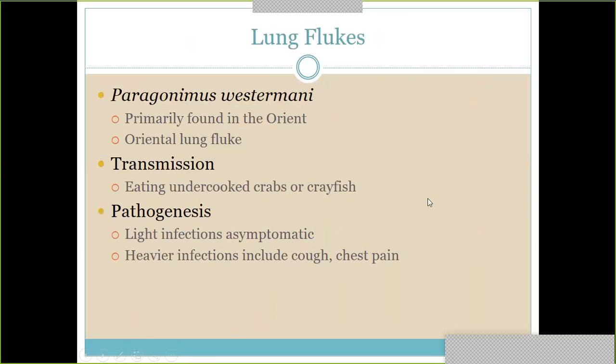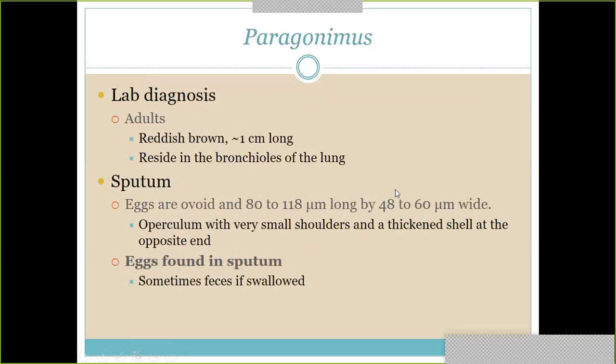All right, lung fluke is Paragonimus westermani. It's nicknamed the Oriental lung fluke. I would remember it's a lung fluke because if they are having respiratory symptoms and they have Paragonimus, you could actually find this in sputum. So it can be found in stool when it's passed, but it can also be found in sputum since it is a lung fluke. It comes from undercooked crabs or crayfish. All right, so eggs found in sputum, sometimes feces if swallowed.